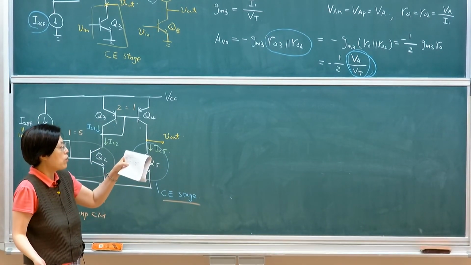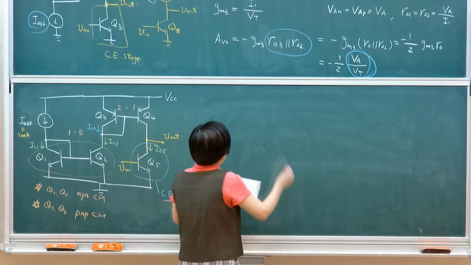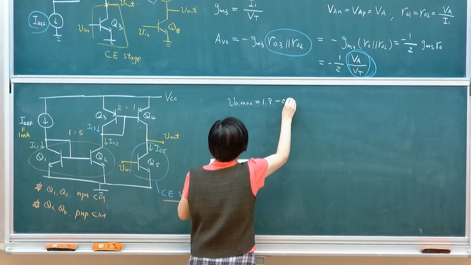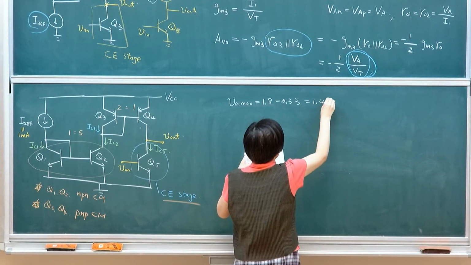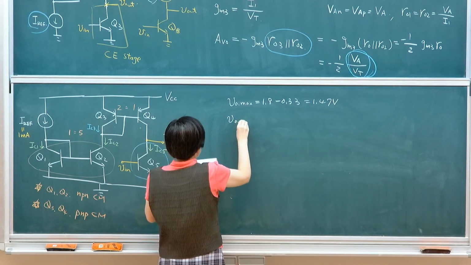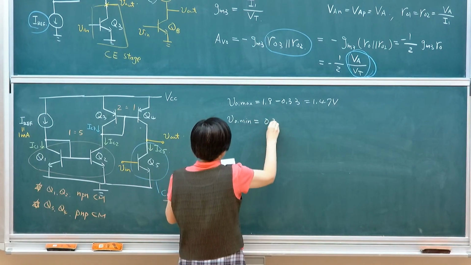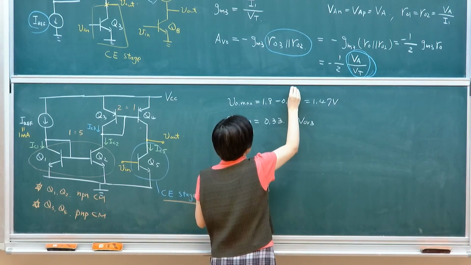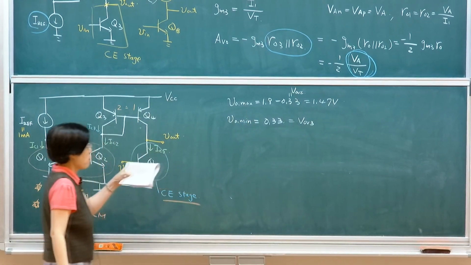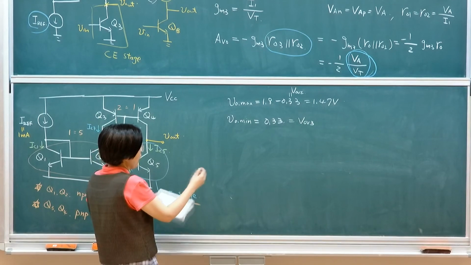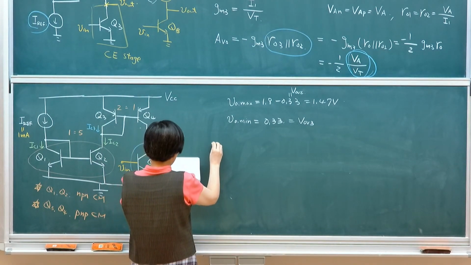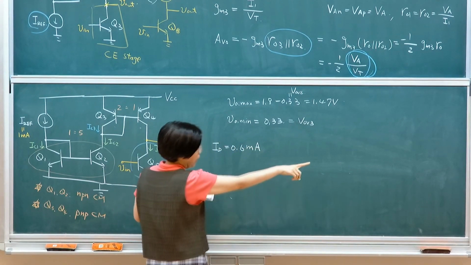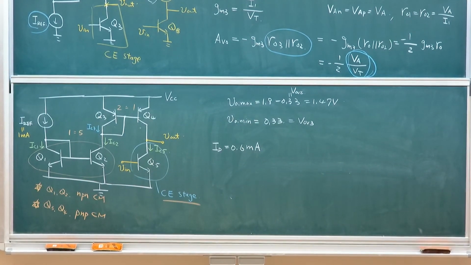So once we set our overdrive levels, I know that my VO max will then be 1.8 minus 0.33. This will give me 1.74. VO minimum will then be 0.33. This will be the same as VOV3, right? This is VOV2. Okay? So then, because we already know that it has the same overdrive, we could determine the size. We know that ID is 0.6 milliamp. This is set by the gain, the target gain.